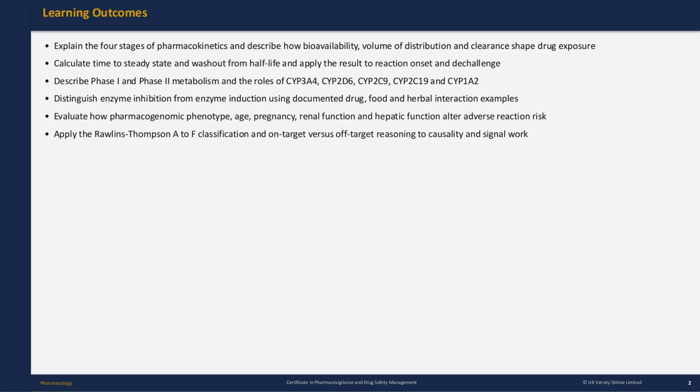Learning outcomes. Explain the 4 stages of pharmacokinetics and describe how bioavailability, volume of distribution, and clearance shape drug exposure. Calculate time to steady state and washout from half-life and apply the result to reaction onset and D-challenge. Describe Phase 1 and Phase 2 metabolism and the roles of CYP3A4, CYP2D6, CYP2C9, CYP2C19, and CYP1A2. Distinguish enzyme inhibition from enzyme induction using documented drug, food, and herbal interaction examples.